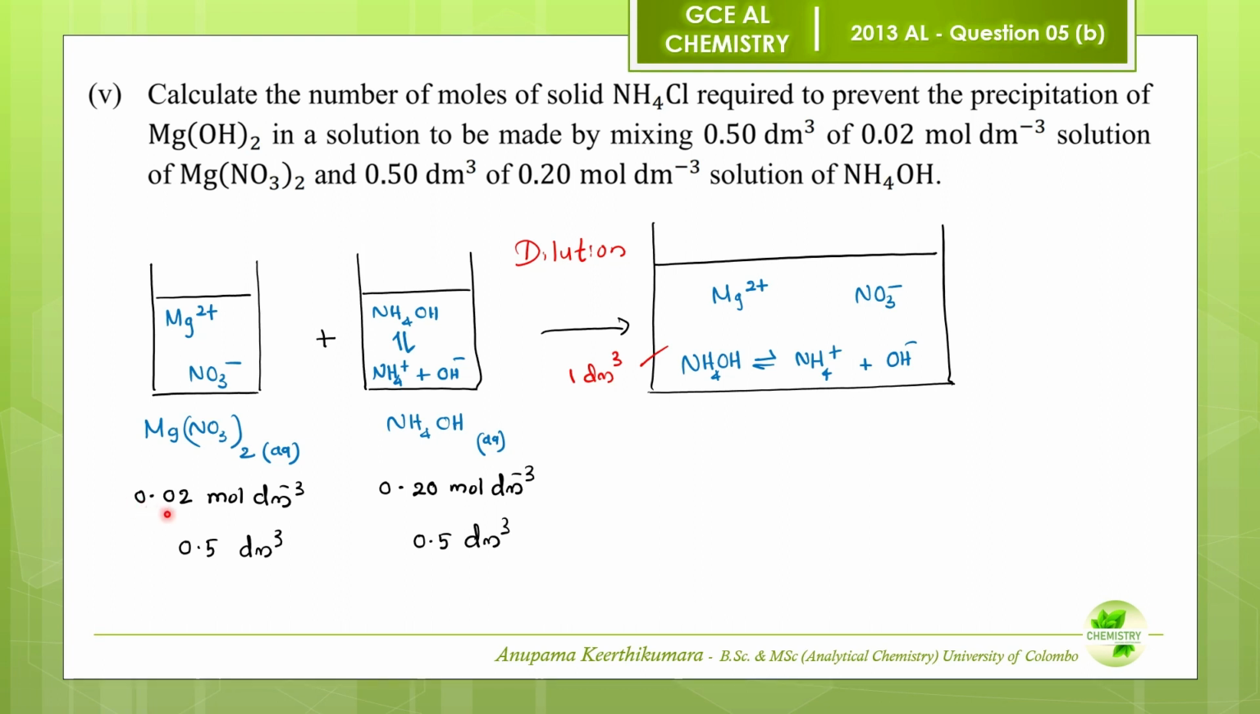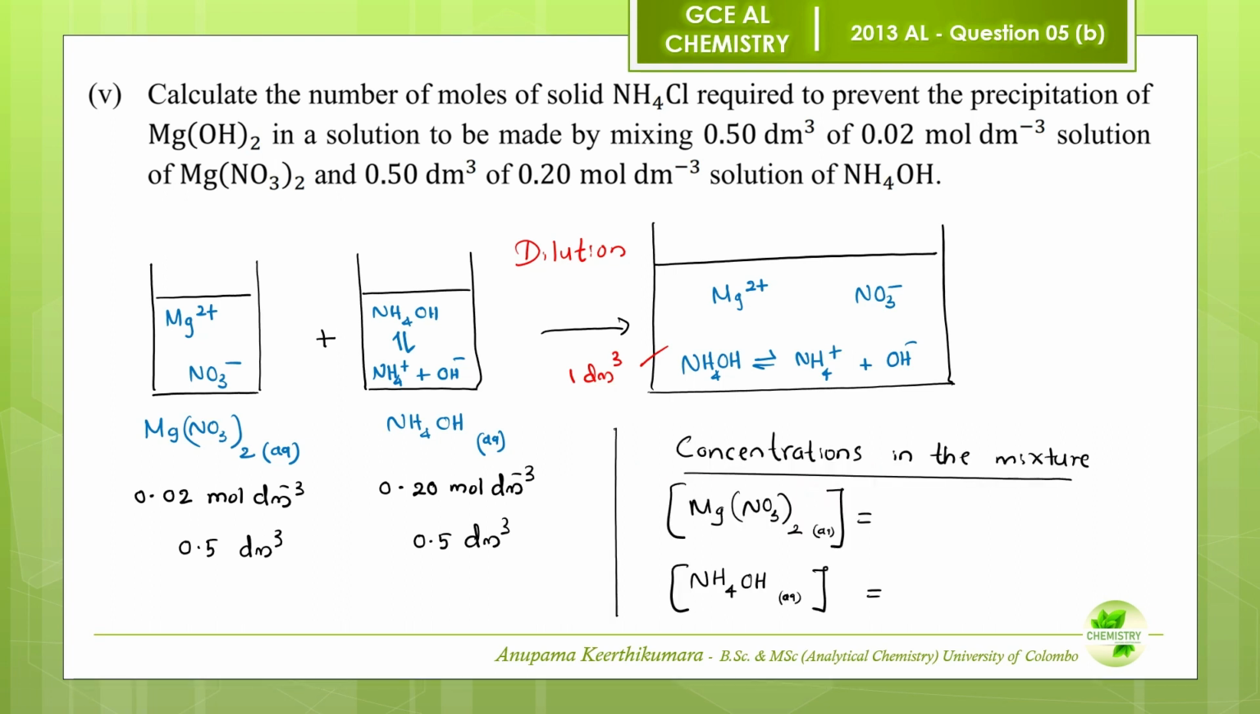Therefore, these two concentrations will be decreased in this final solution. Therefore, the first thing you have to do is write the concentration of these diluted solutions, because we need the concentration of these diluted solutions to proceed with the calculation. When these two solutions are mixed together, volume doubled. Therefore, these two concentrations become half in this mixture.